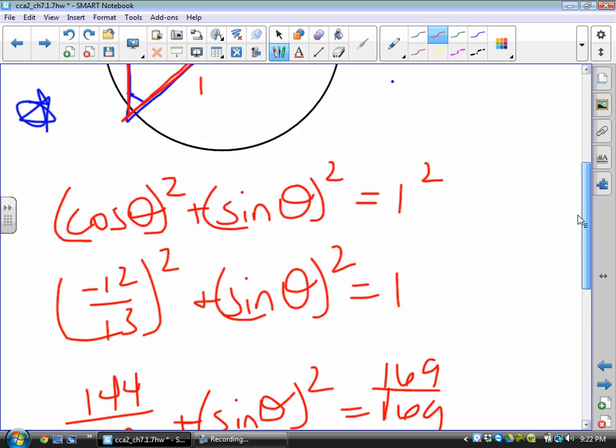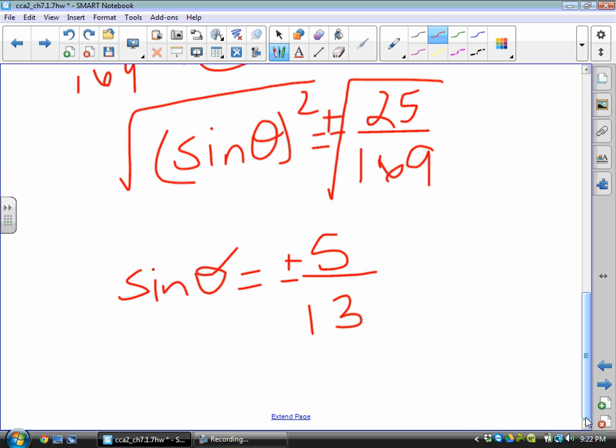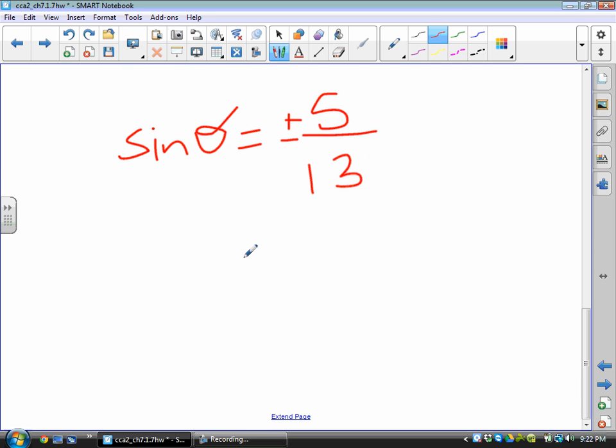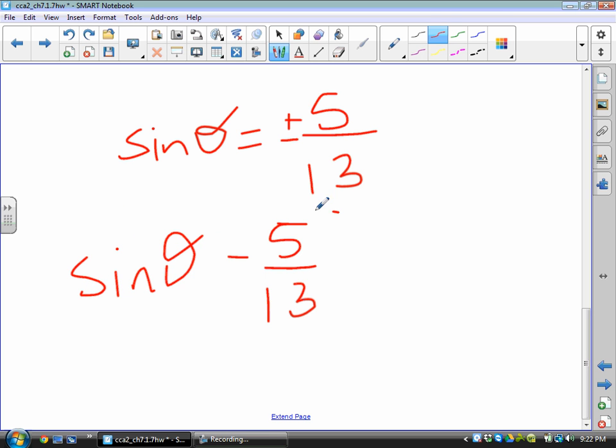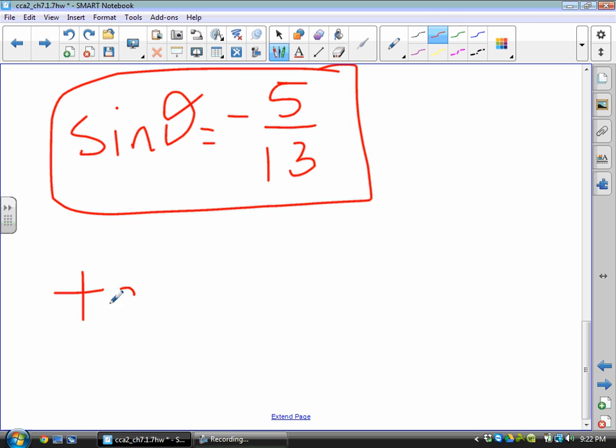If I look up at my circle again, it's in the third quadrant. This distance right here is below the ground, so that means it's going to be a negative value. So I know my sine of theta is going to be -5/13. That's the sine of the angle. We don't even need to know the angle. We just want to find the sine, or the height of it. Because it's going down, underground, it's going to be negative. So that's part A.